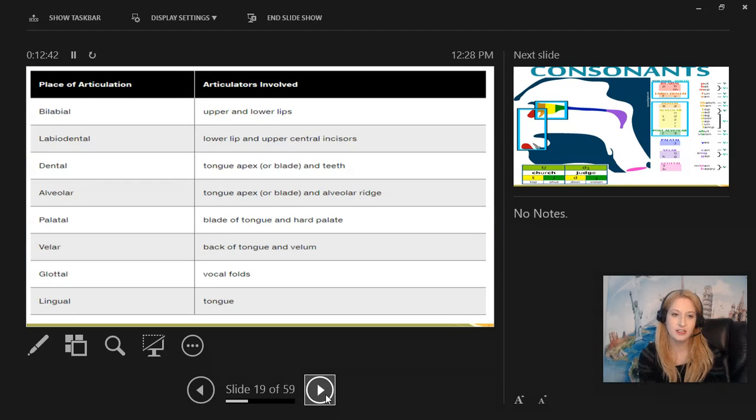And here you can see the various places of articulation. So bilabial uses the upper and lower lips. Labiodental is your lower lip and your upper central incisors. Dental is the tongue, apex or blade, and the teeth. Alveolar is the tongue, apex or blade, and the alveolar ridge. Palatal is the blade of the tongue and the hard palate. Velar is the back of the tongue and the velum or soft palate. Glottal is the vocal folds, and lingual is the tongue.